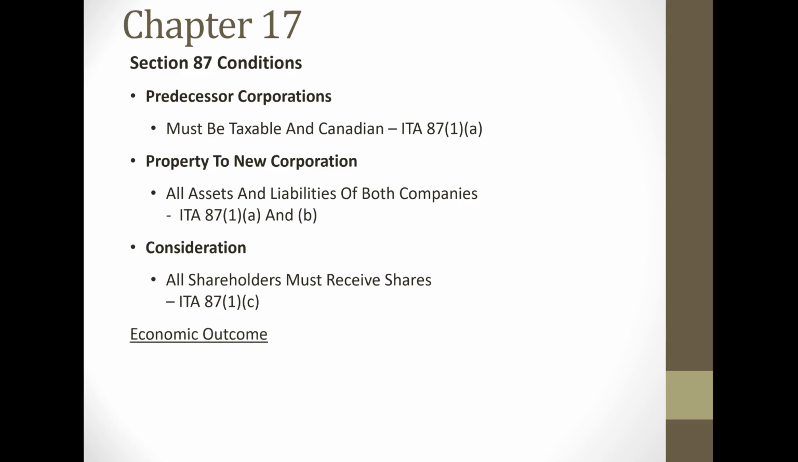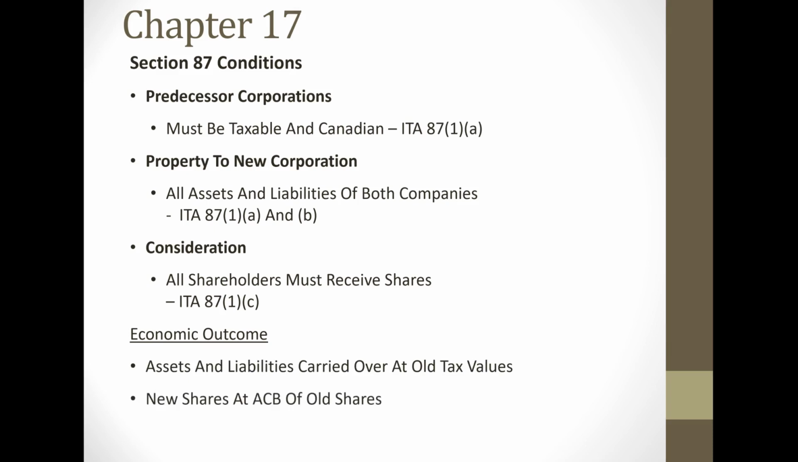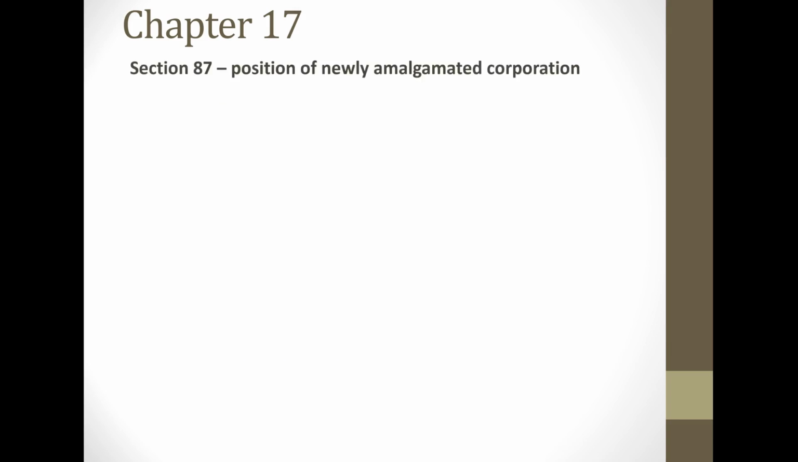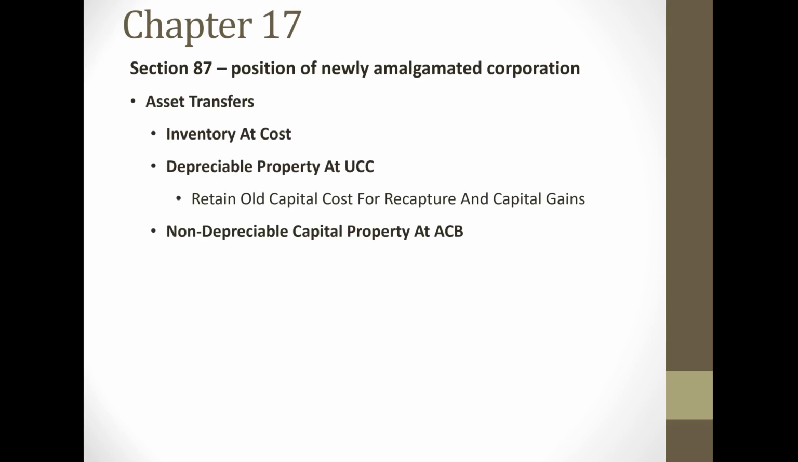The economic outcome is that all the assets and liabilities will be carried over at their former tax values, and the new shares will have an ACB equal to their old shares. So basically, all the tax values remain intact. Moving on to the next slide, what about the newly amalgamated corporation?